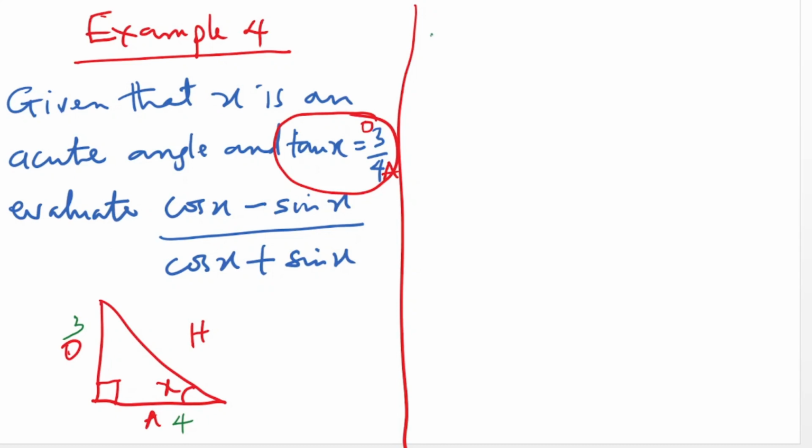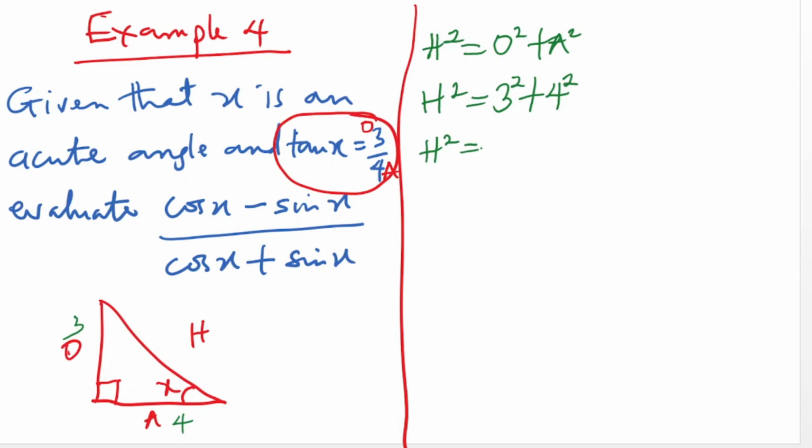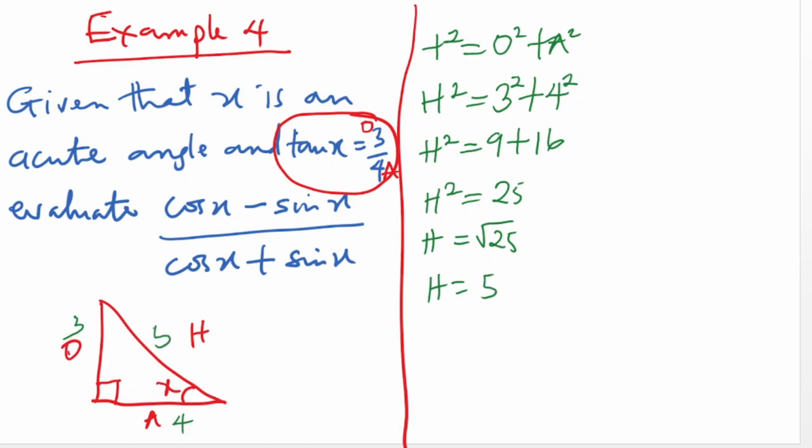So that means hypotenuse squared equals opposite squared plus adjacent squared. So hypotenuse squared, then opposite, which is 3 squared, adjacent, which is 4 squared. So that means hypotenuse squared equals 9 plus 16. So this will give us hypotenuse squared equals 25. Therefore, hypotenuse equals square root of 25, and therefore hypotenuse equals 5. So we've known this to be 5 now. So we can then use this to solve the remaining.